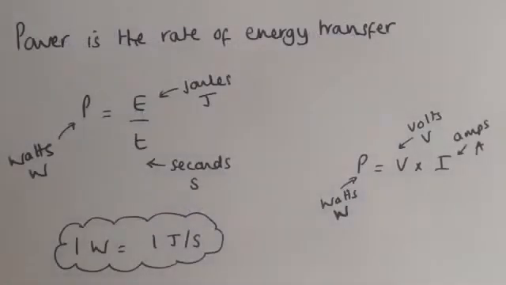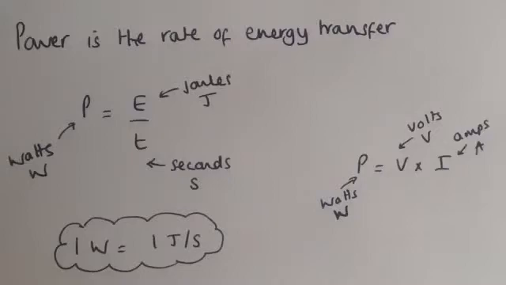Now power was our last link in the last video, and it's my last link in this one too. Power is the rate of transferring energy. It's all to do with how quickly the energy is transferred. In this case, how quickly the electrical energy is transferred. We measure power in watts. 1 watt is equivalent to 1 joule per second because power can be calculated with energy transferred divided by time.